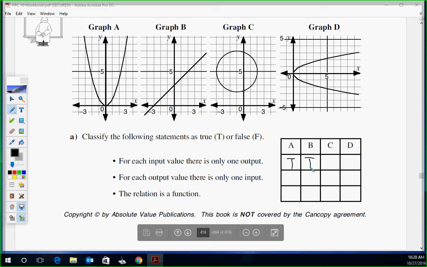I'm hitting it twice. Same thing here. I'm hitting it twice. False. Sound effects help.